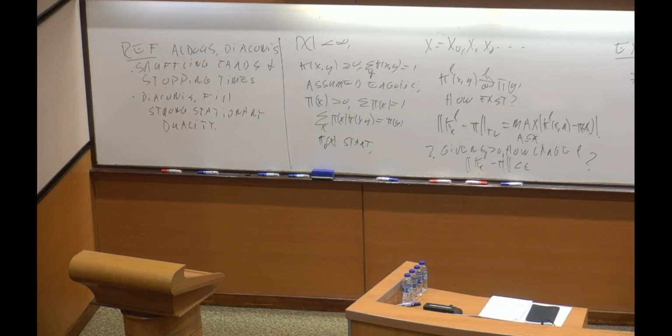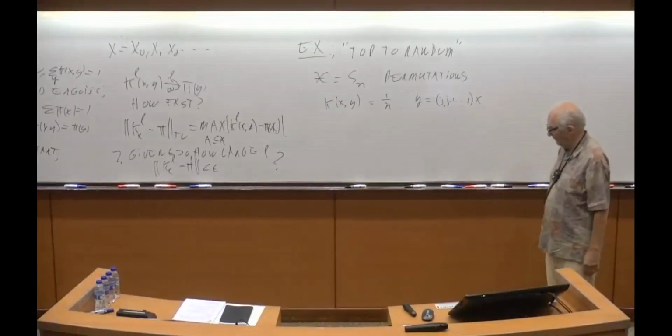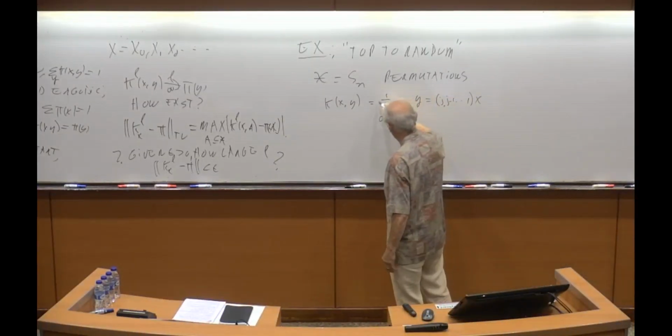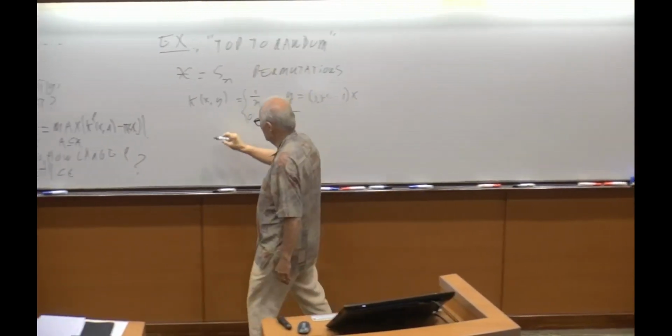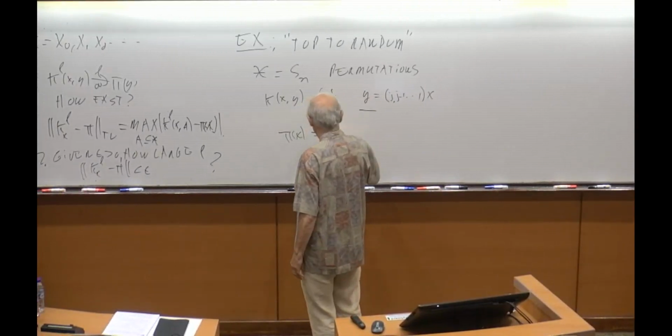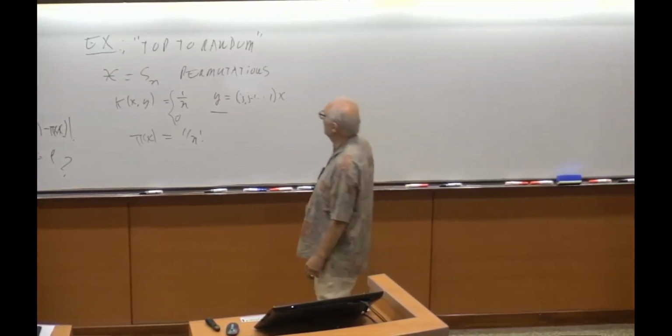So y is equal to the cycle j minus 1 down to 1 times x. This is the usual way of writing a permutation as cycles, right? I hope that's familiar or clear. That's what happens if you take the top card off and put it at j. So if y differs from x by a cycle, then 1 over n, and zero otherwise. So that's the Markov chain. Of course, the stationary distribution is uniform, 1 over n factorial.